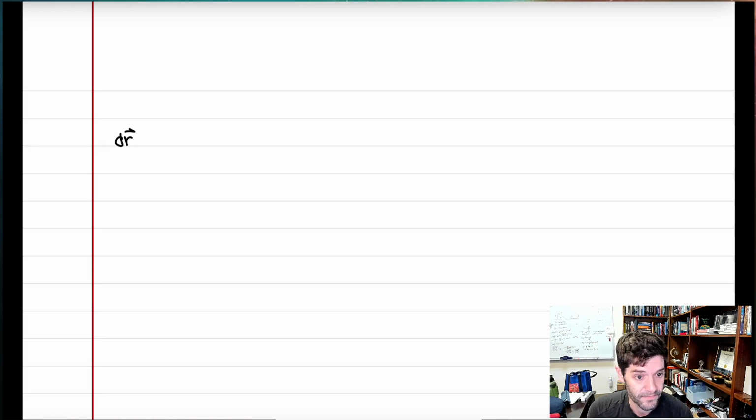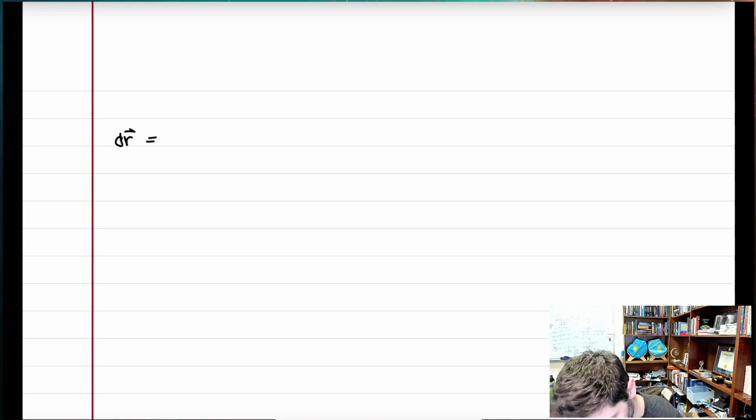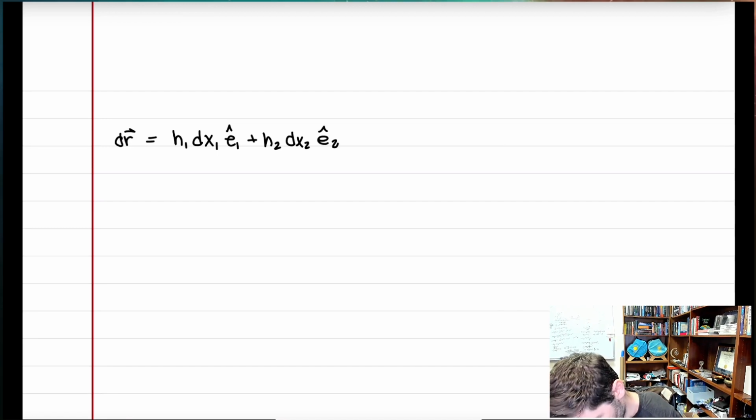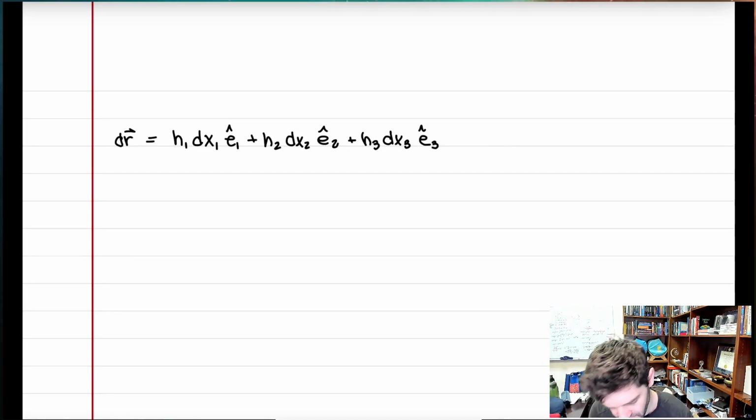For example, what is the vector dr in any arbitrary coordinate system? Well, it turns out that the answer is just the scale factor in that particular direction times whatever the dx is in that direction, plus the unit vector, plus, it's 3 dimensions, plus whatever the dx is in that direction, and then in the 3rd direction. Here I'm using subscript notation.